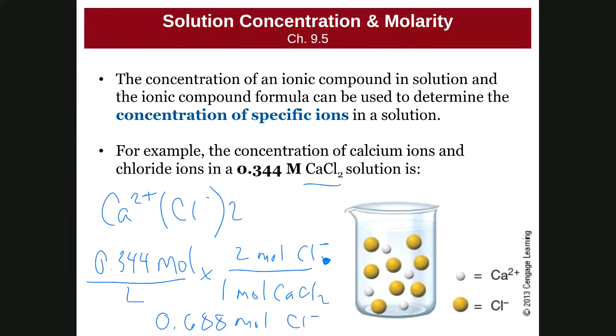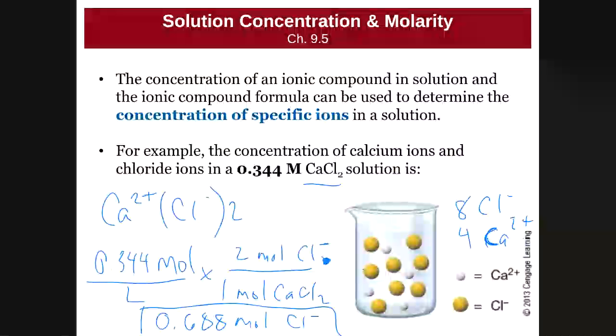So our concentration of chloride ions is twice as big as our concentration of the ionic compound and as our concentration of calcium ions. So if you look at this diagram here, you can see that there are 1, 2, 3, 4, 5, 6, 7, 8 chloride ions and only 4 calcium ions. So that comes from both our ionic compound formula and our properties of concentration.